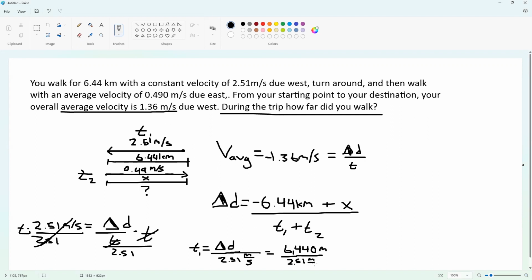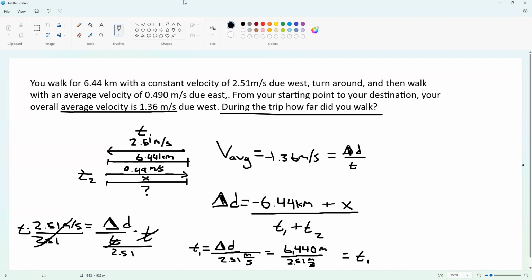2.51 meters per second. If you just do a little algebraic manipulation with the units here, meters over meters per second, you'll see that you get meters over seconds times over meters, and then you're left with seconds. So we can prove that indeed distance divided by speed or velocity is equal to time. So now that we have that, we have T1.